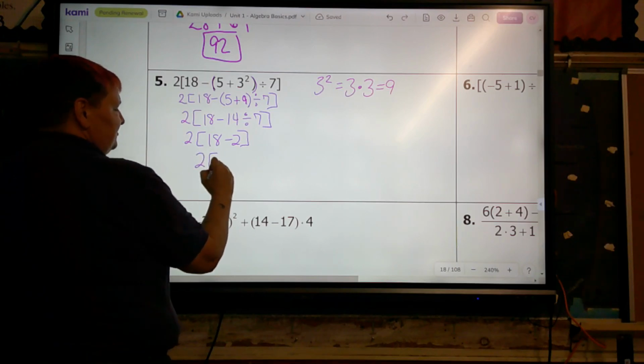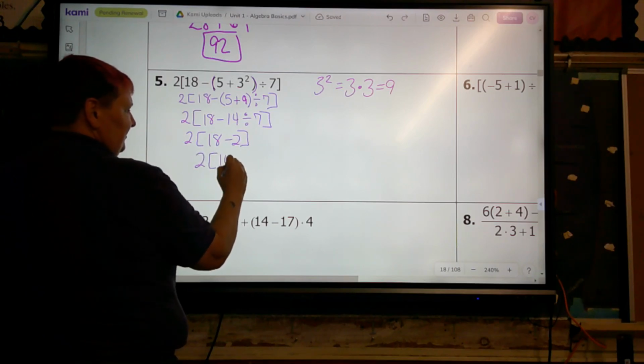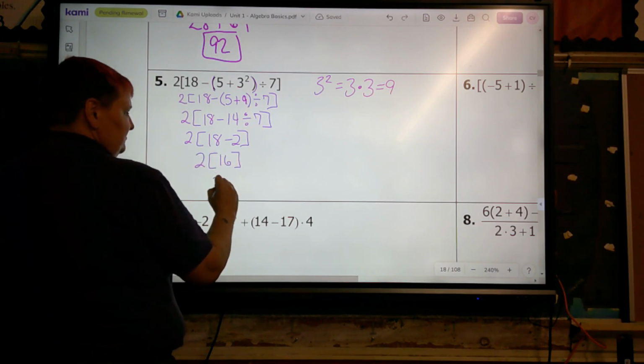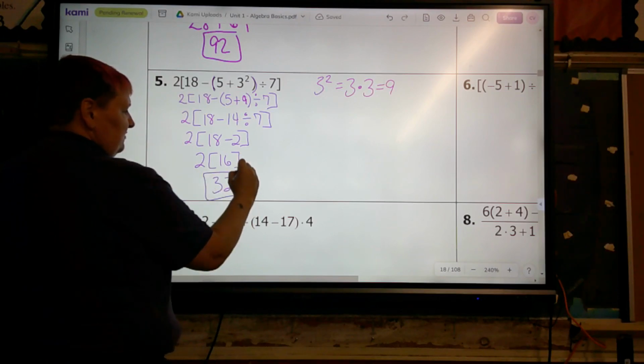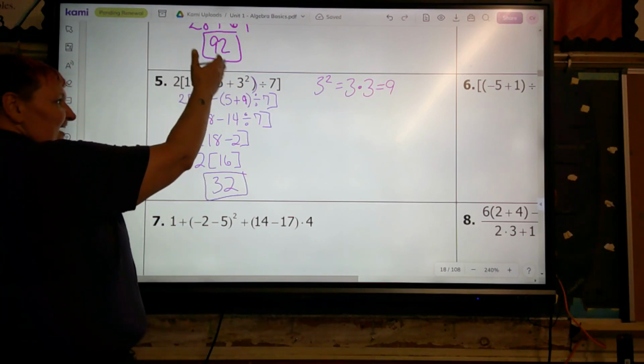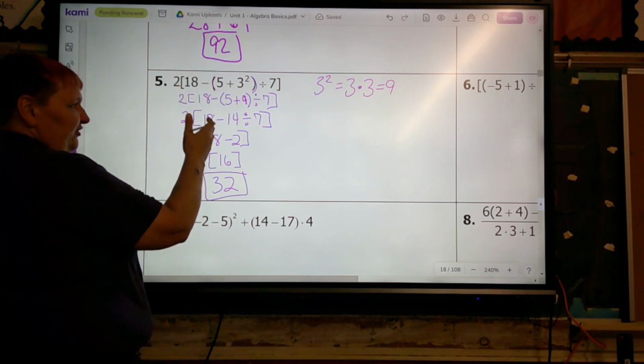Inside the bracket, just like parentheses, 18 minus 2 is 16. 2 times 16 is 32. Nice and sweet. One step at a time. Don't get overexcited. Don't get ahead of yourself. Don't try to do the math you don't know yet. Start at the exact spot where you're supposed to and slowly work your way down.